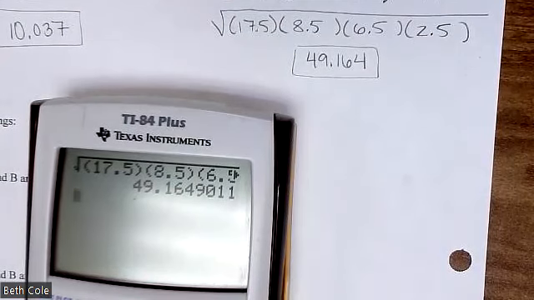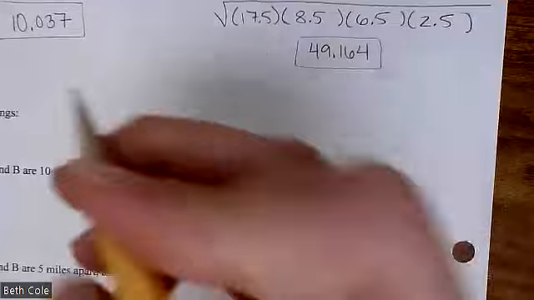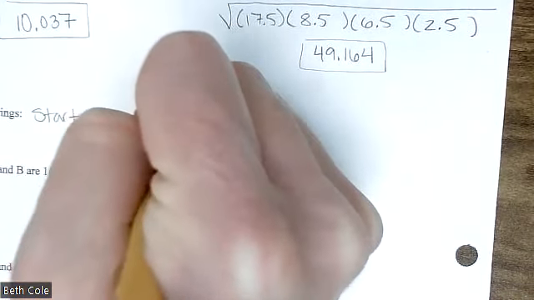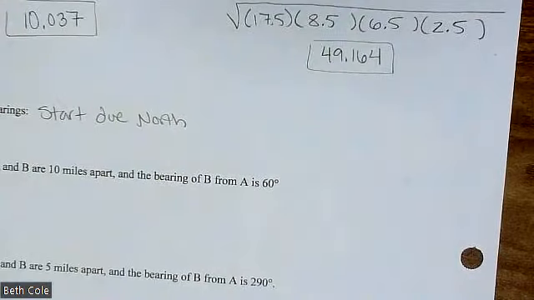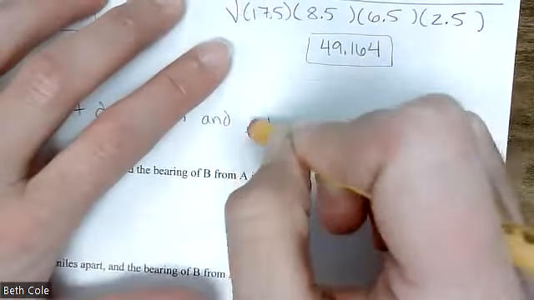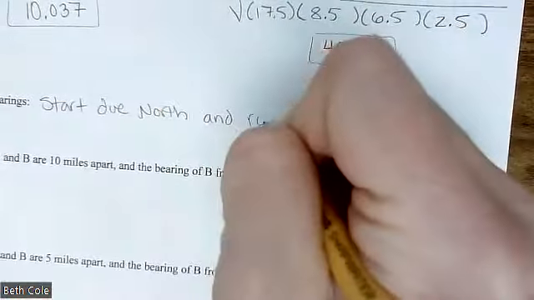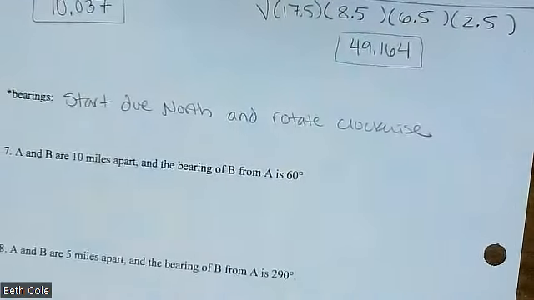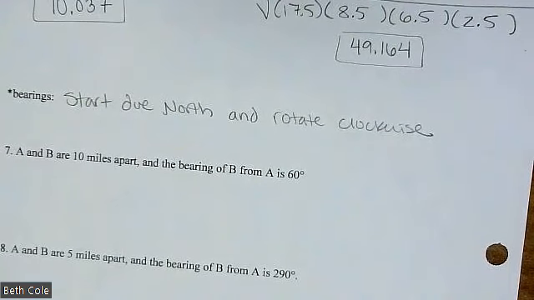All right, and the last thing we have to look at is bearings. They added bearings into the curriculum. So if anyone asks, we covered it, right? Okay, it actually is kind of cool though. So what you do is you start due north, which is up, and rotate clockwise. So you start due north and rotate clockwise.